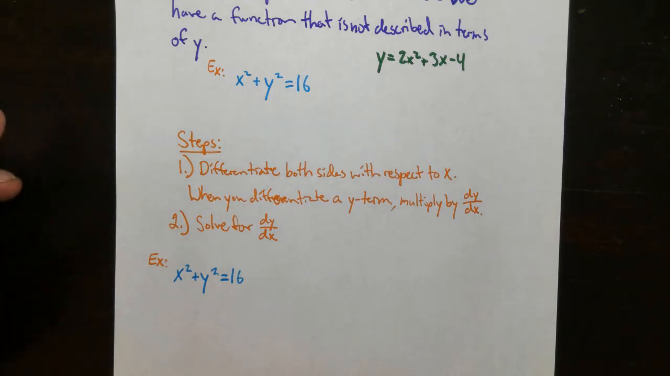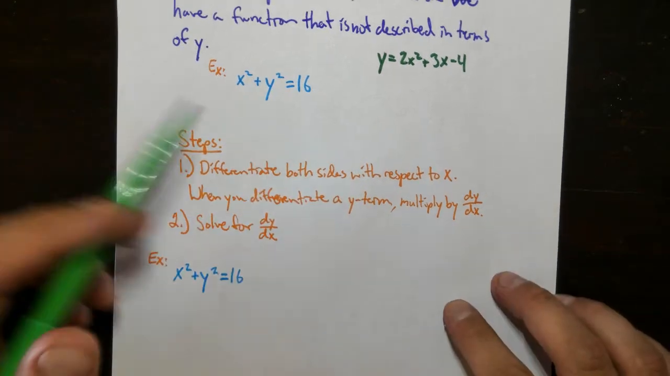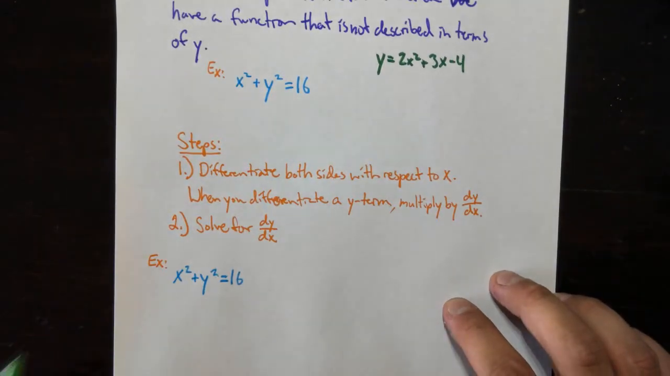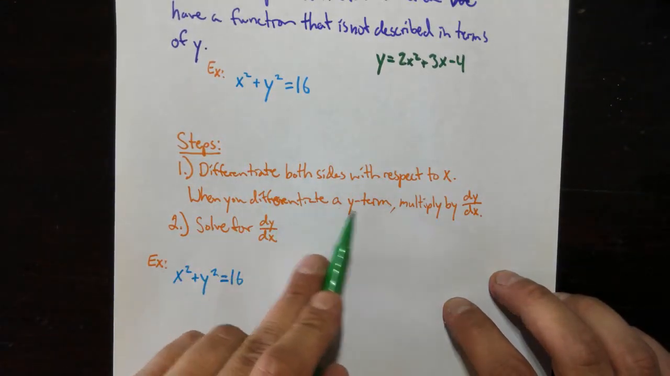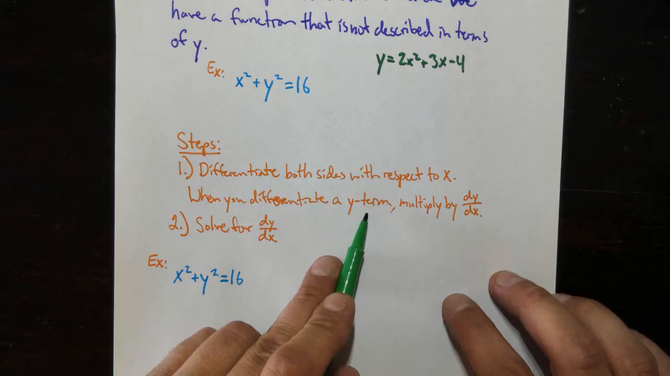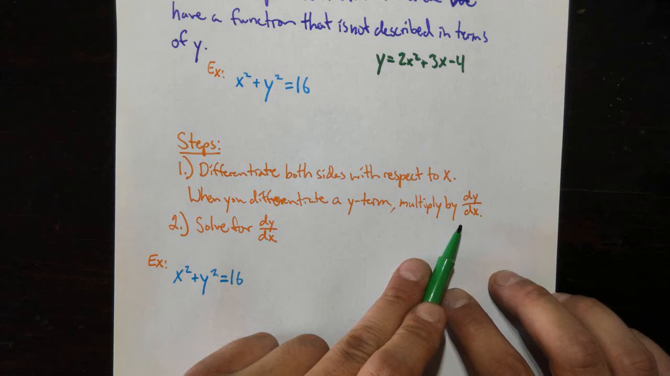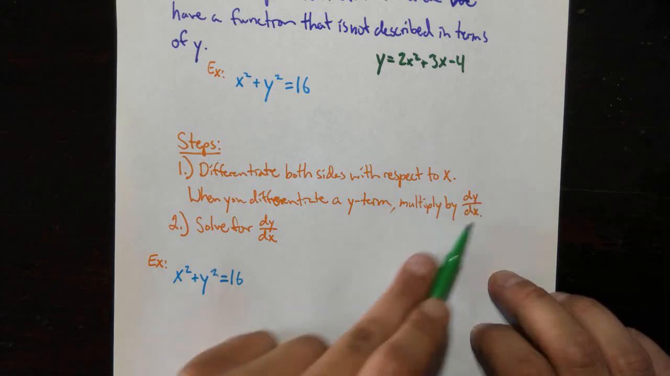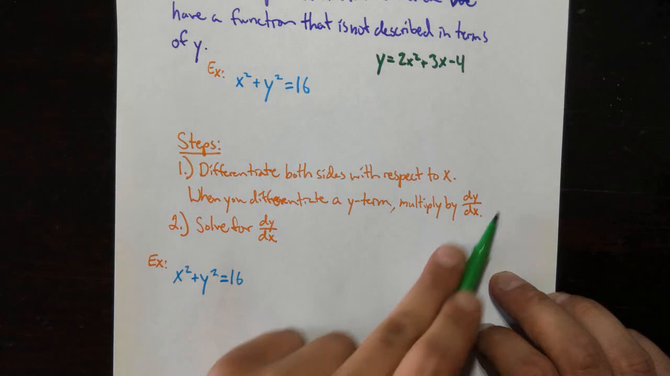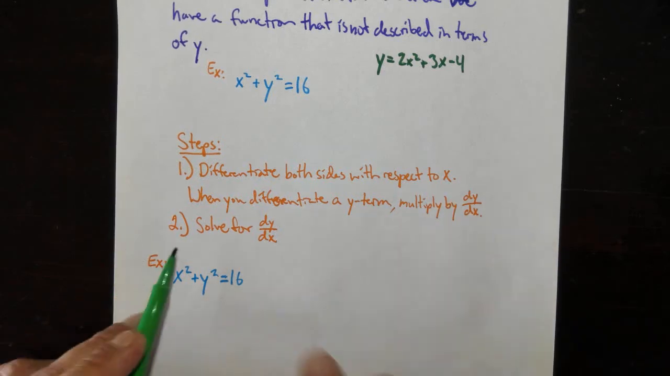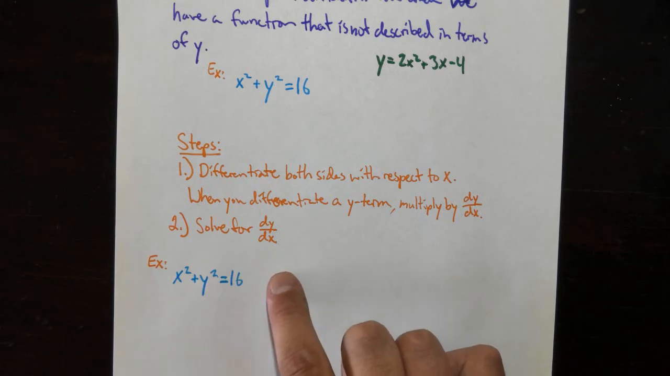So the steps of implicit differentiation, it's just not that bad. There's only two of them. The first one is we need to differentiate both sides with respect to x. So differentiate just as we were doing up here, but with respect to x. The difference, though, is when we differentiate any term with a y, we need to multiply by dy/dx, and that's where the chain rule kind of comes in. And then second step, solve for dy/dx.